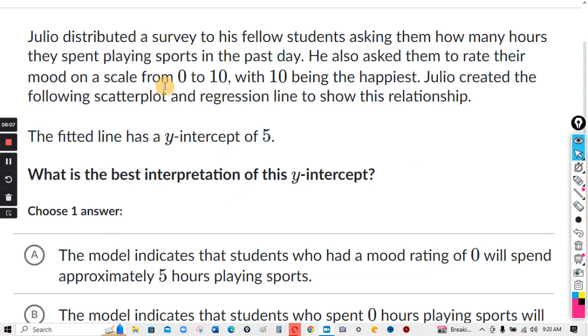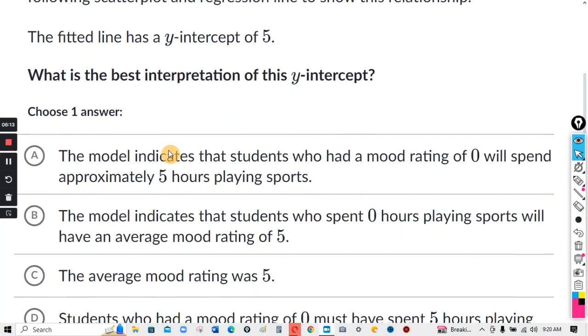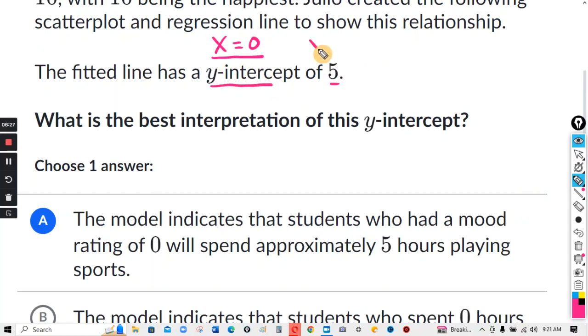I don't read the write-up on these. Here it says the y-intercept is 5. If the y-intercept is 5, the y-intercept is at x equals 0. That means at x equals 0, y equals 5. So let's figure out this interpretation. I'll write it off on the side here: x equals 0 and y equals 5. And let's look at the graph and figure out what x and y represent.